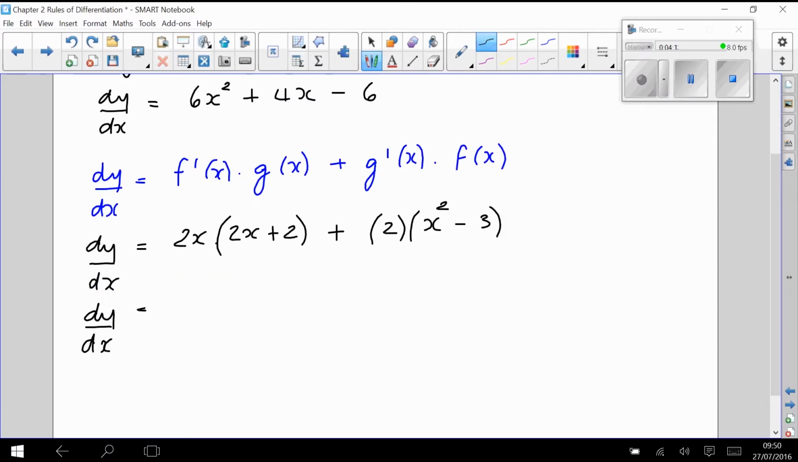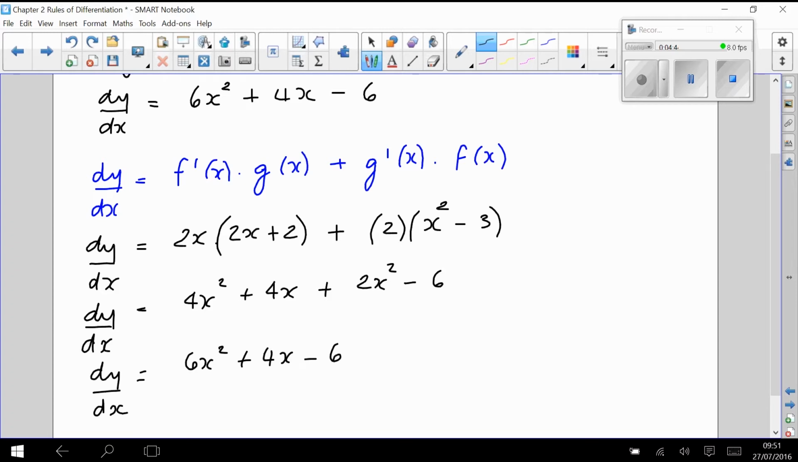Multiplying out my brackets, the first term comes out as 4x squared plus 4x. The second term is going to be 2x squared minus 6. Well, you should have been able to see by now that this is, once I've written my terms in a reducing degree of x, going to be exactly the same as I had above. 4x squared plus 2x squared is 6x squared. And then I've got plus 4x and minus 6. So what we've done here is we've developed a second rule to find the derivative of a function. And this rule can be used if I've got the product of two functions.